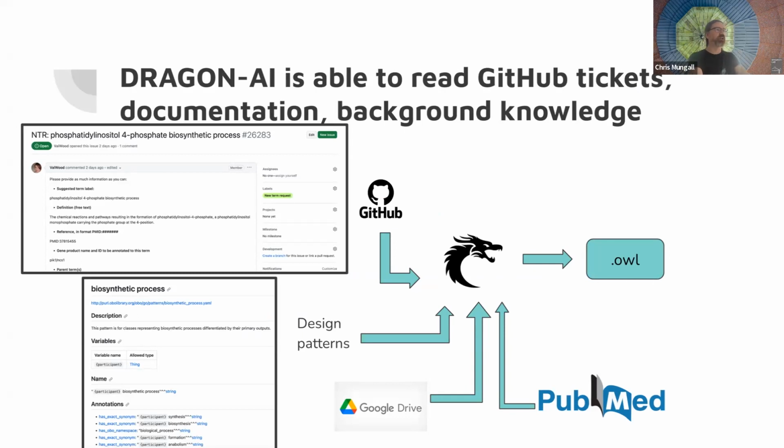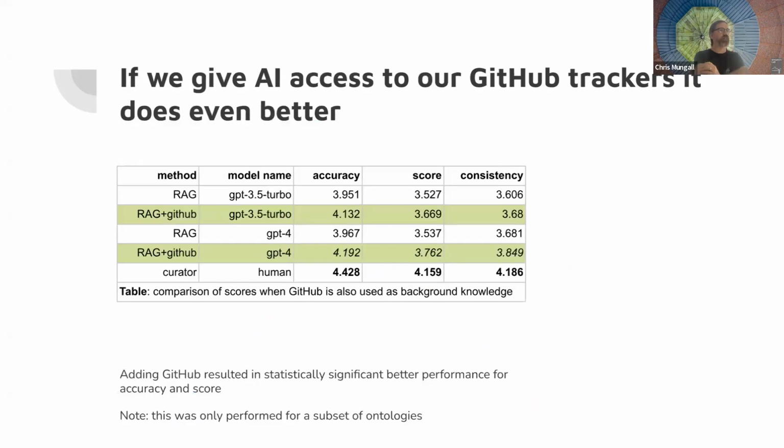In this case, we chose GitHub issues to enhance the definitions that were written. And it turns out if we give the AI access via the CurateGPT system to issue trackers, it does better. So the highlighted lines show the scores when you combine the RAG approach with GitHub, and if you compare it with the line above, you can see that it does in fact do better on accuracy and score, and this is a statistically significant improvement.